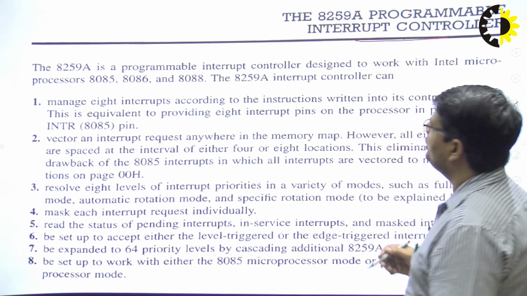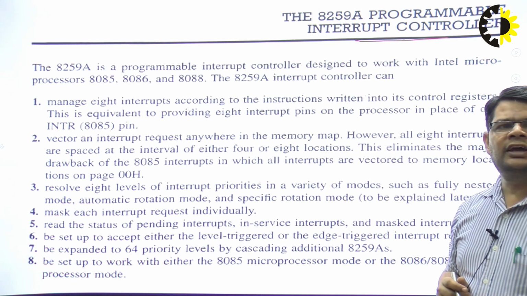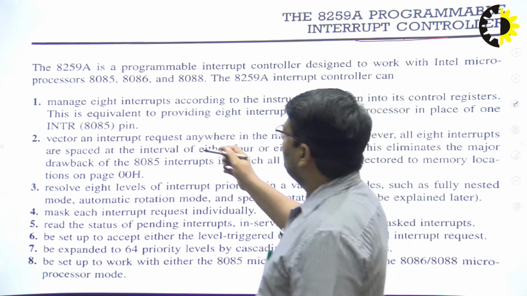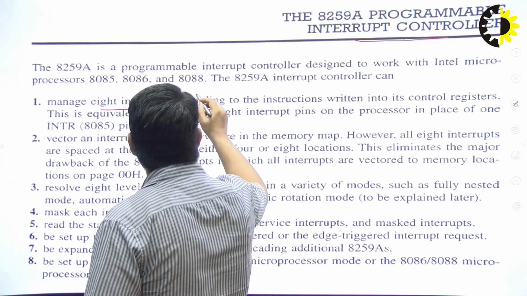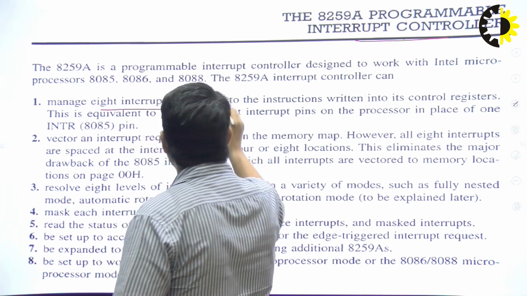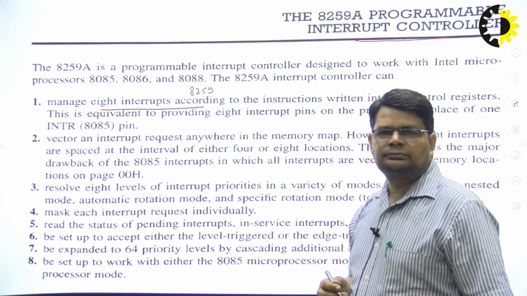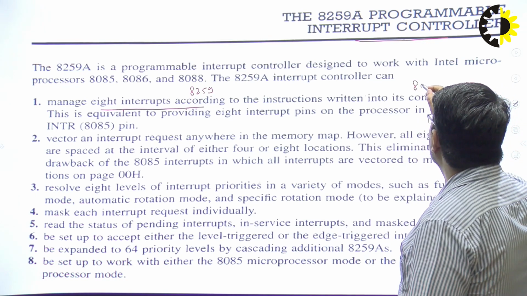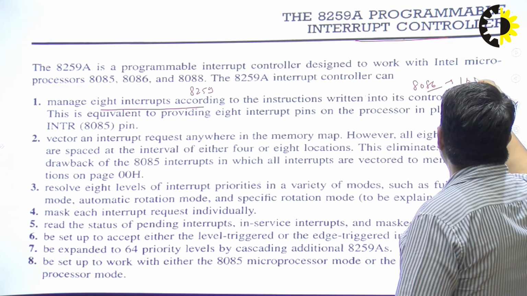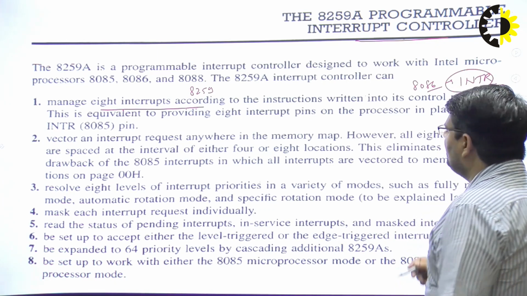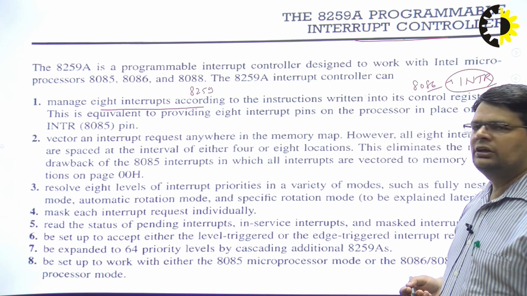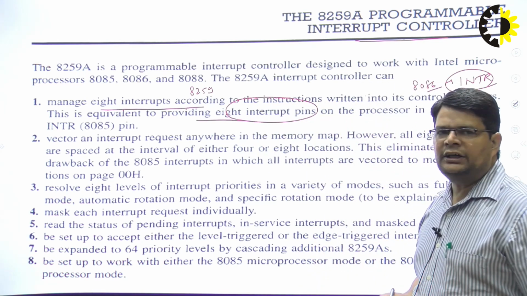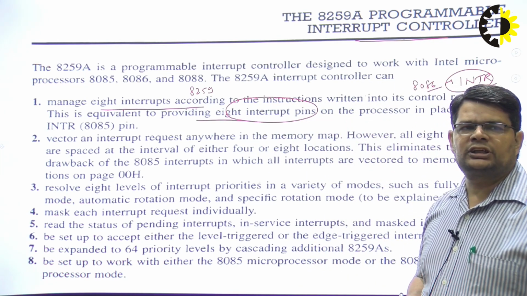Let's discuss some general features of this IC 8259, although we have covered them, but these are in points. So this single IC 8259 can manage 8 interrupt requests. So in the case of 8086, where we have a single interrupt pin for maskable interrupt INTR, if we use 8259, it is similar to providing the equivalent of 8 interrupt pins. So that is, the interrupt handling capability of the microprocessor can be increased.